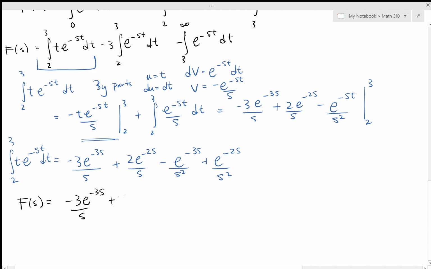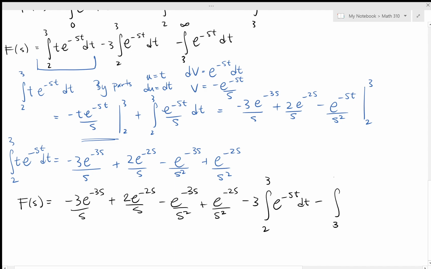plus, a momentary pause here while I make sure I don't make a mistake, plus 2 e to the minus 2s over s minus e to the minus 3s over s squared plus e to the minus 2s over s squared. Minus 3. Okay, then I have minus 3 times the integral from 2 to 3 of e to the minus st dt minus the integral from 3 to infinity of e to the minus st dt.